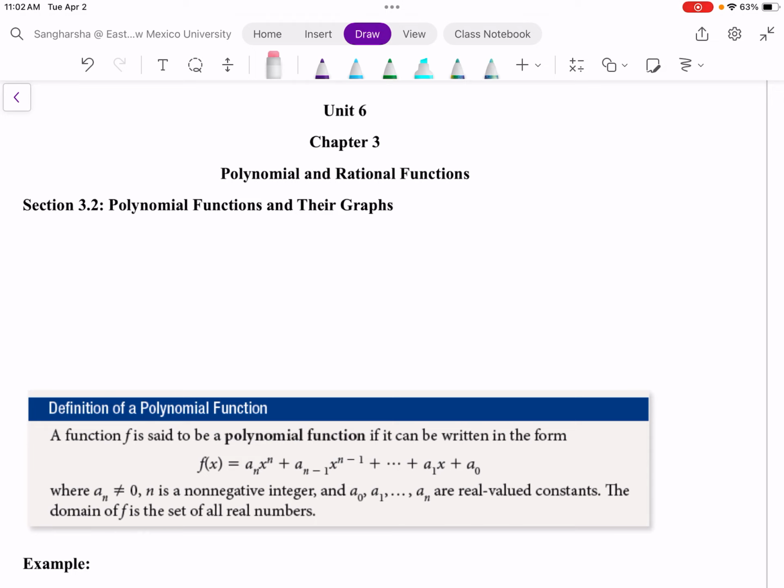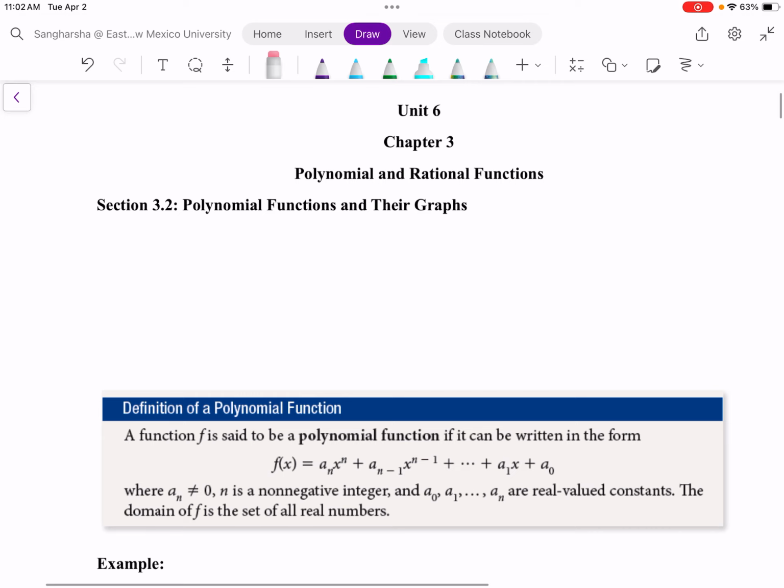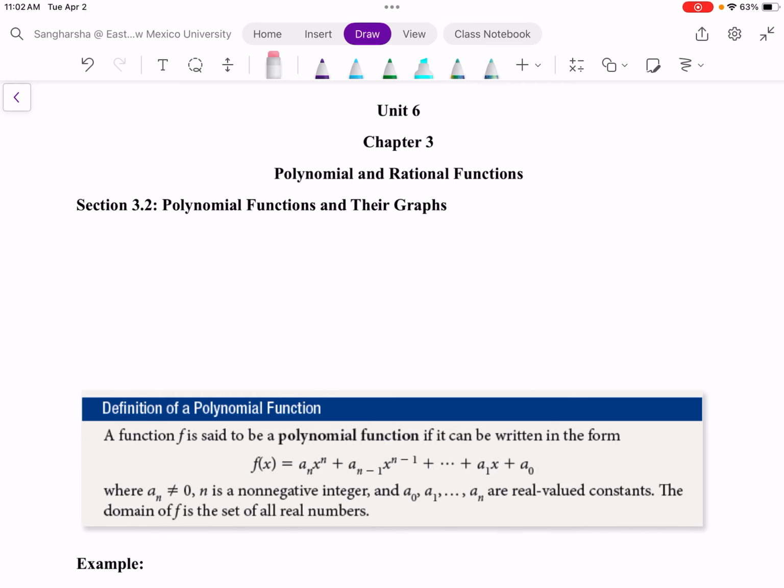Does anyone have an idea of a polynomial function? Okay, before that, let's go ahead and start by defining monomial. Have you heard the term monomial? Okay, so can you just give me an example of a monomial? What is a monomial? What is an example of a monomial?